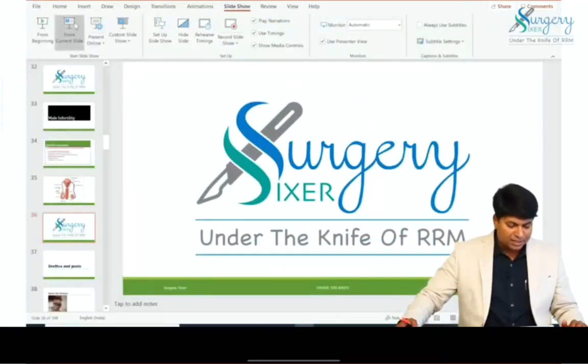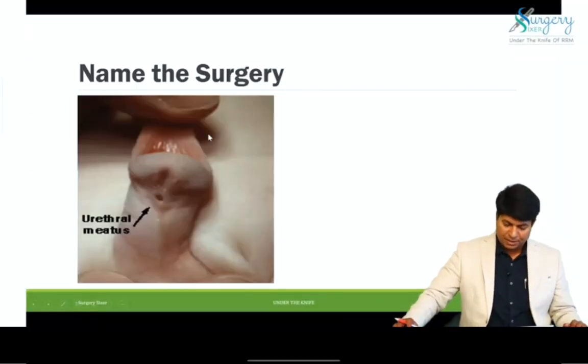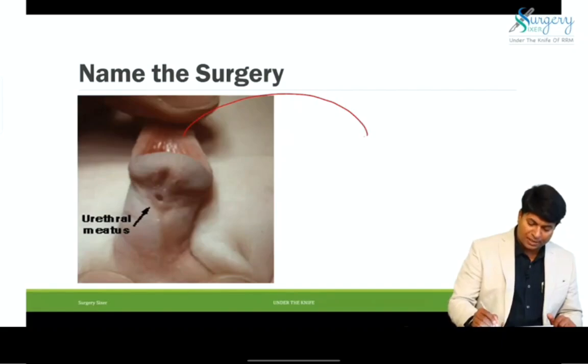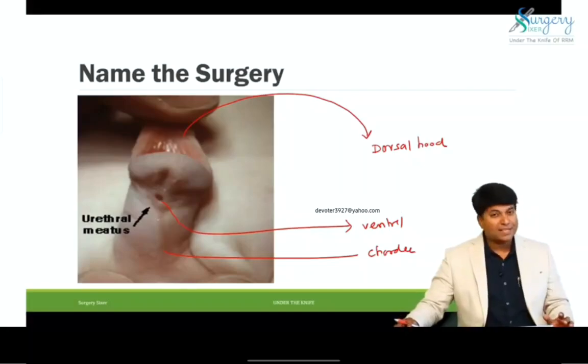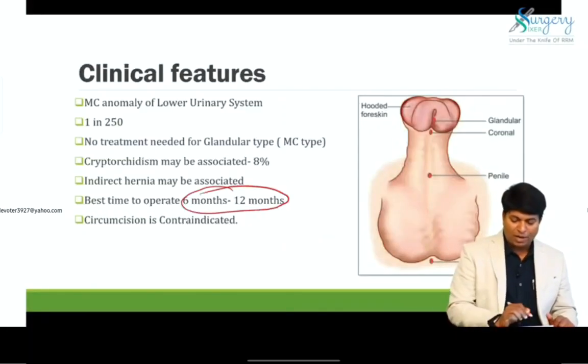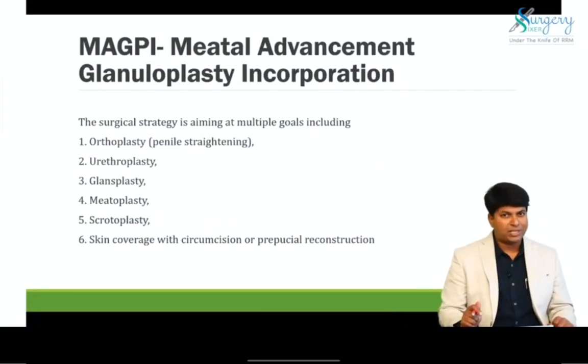So we have now discussed the important topic on urethra and penis. So this is the typical hypospadias. As you can see, what I am holding here is the dorsal hood. And you can see the ventral opening, and this is the ventral chordae. This is the typical hypospadias, 1 in 250 people. The ideal time is 6 months to 12 months. And don't forget, MAGPI is the latest procedure; previously Denis Browne was done, which is no more done.